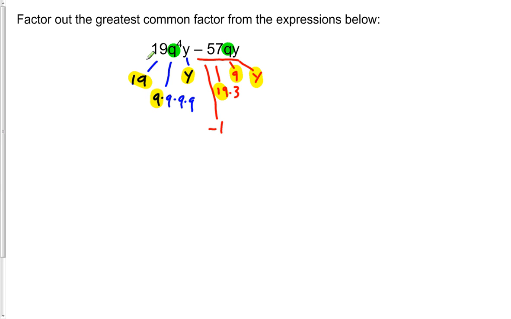Same thing with the y here. Have a y in both terms. Highest power 1, highest power 1. So y to the 1 is going to be in my greatest common factor. So let's go ahead and compile the results we got here. We found a 19 in both, so I'll put the 19, the constant, up front, times a q that we found in both, and a y that we found in both. So that can simply be written as 19qy. And that would be our greatest common factor.